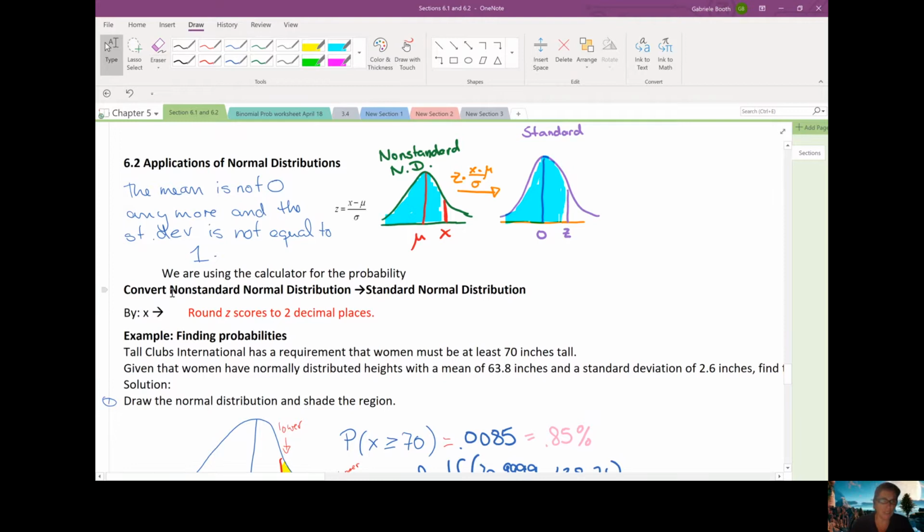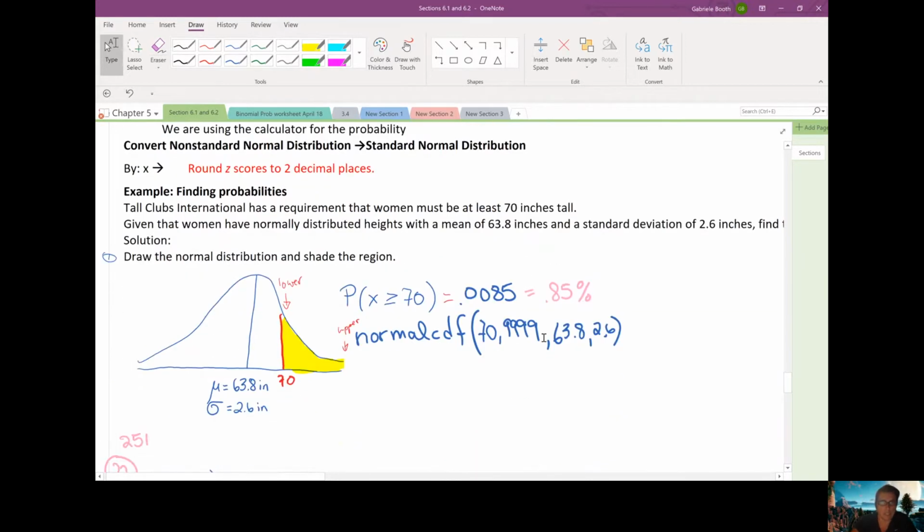We converted the non-standard normal distribution to a standard normal distribution and were able to use the tables. So here's an example. I think it's also in the book from the Tall Club International. That's a true club. It has a requirement that women must be at least 70 inches tall.